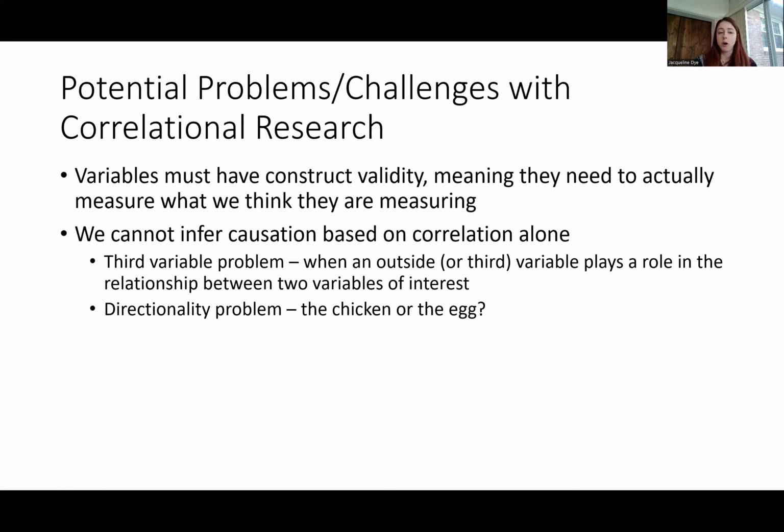There's what's called the third variable problem. This is when an outside or third variable that we don't know about usually is playing a role in the relationship between two variables of interest. And then we have the directionality problem. Which came first, the chicken or the egg? Is this variable actually affecting this other variable? Is it actually predicting it, or is there just merely a relationship between the two variables?